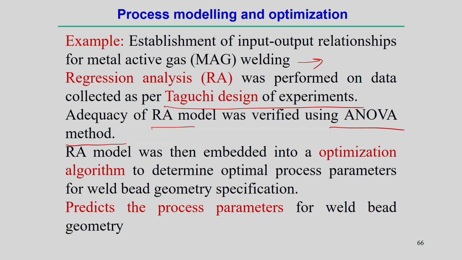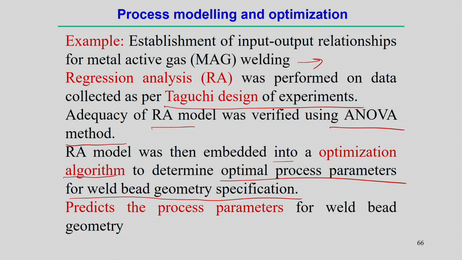So, the regression analysis model is basically embedded into an optimization algorithm. This RA model is simply the relation between the input and output that can be integrated with some optimization algorithm to determine the optimal process parameters for a weld bead geometry specification. That means, if we know the relation between the input parameters for a particular welding process, the current, voltage and feed rate, and the output parameters, we can use this relation.